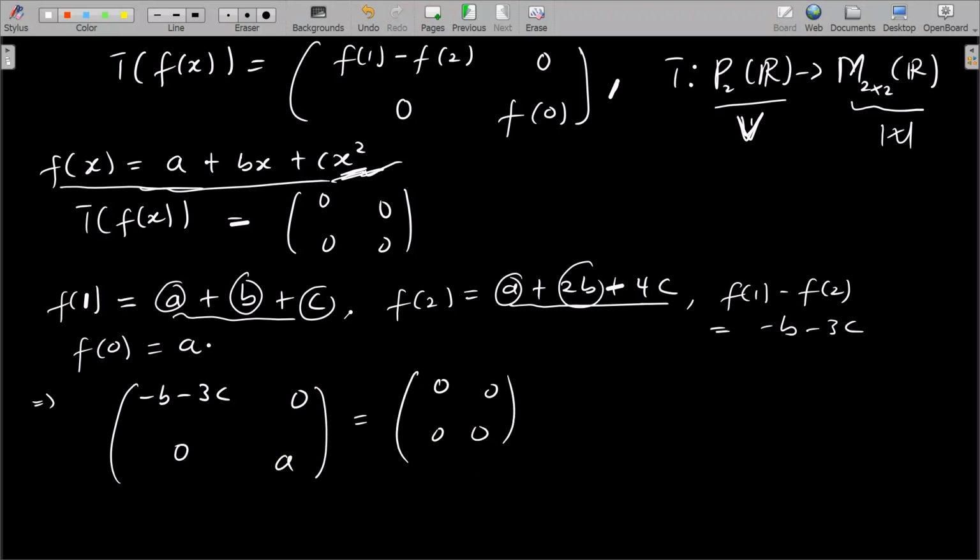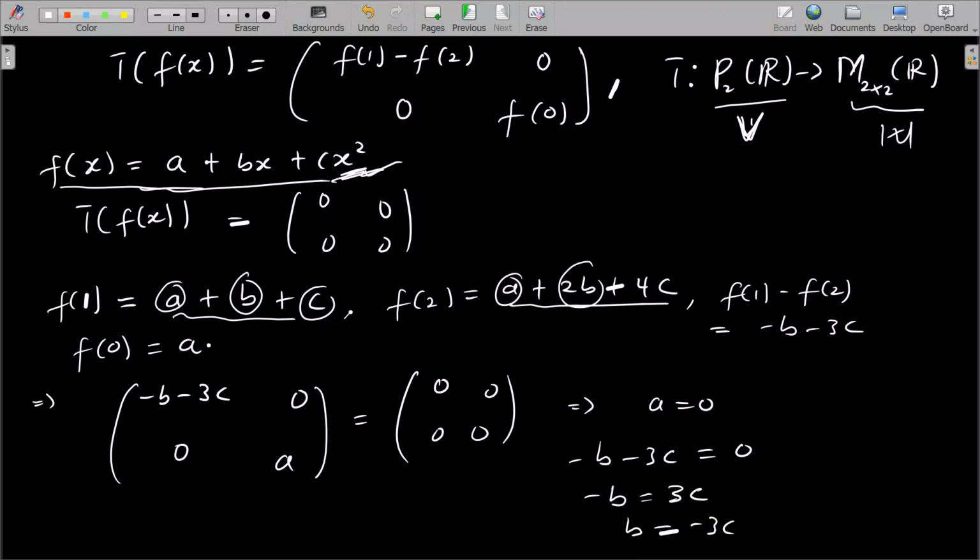So when I transform the general vector in polynomial of degree 2, this is what I have. This is a general transformation, and I should get the 0 matrix. If you have two matrices that are equal, what does it mean? It means that here I'm going to equate coefficients on the same side. So a is equal to 0, because this side and that side should be the same. And then the other hand is that negative b minus 3c should be equal to 0. So b should be equal to negative 3c, right?